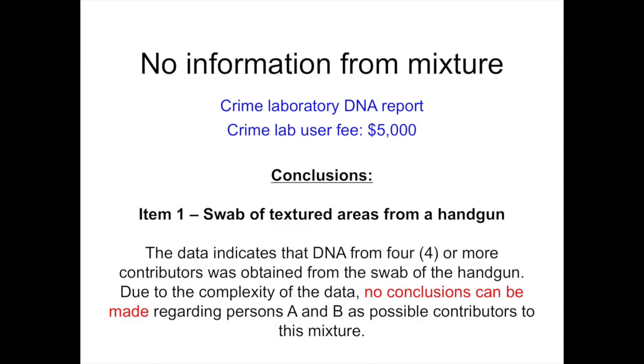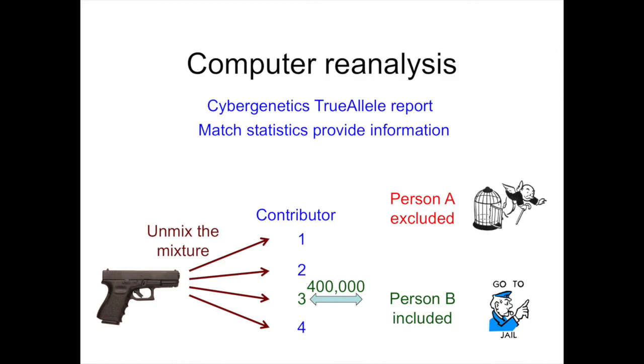Typically, with DNA, there's no information from any sort of complex mixture. This is a typical case where there's DNA from a handgun. The lab says there's 4 people here. No conclusions can be made. That's shown in red. And then it ends, unless you do a computer analysis. When the computer looks at the identical data, the DNA on that handgun can be separated into 4 genotypes, known up to probability, and then compared with people.